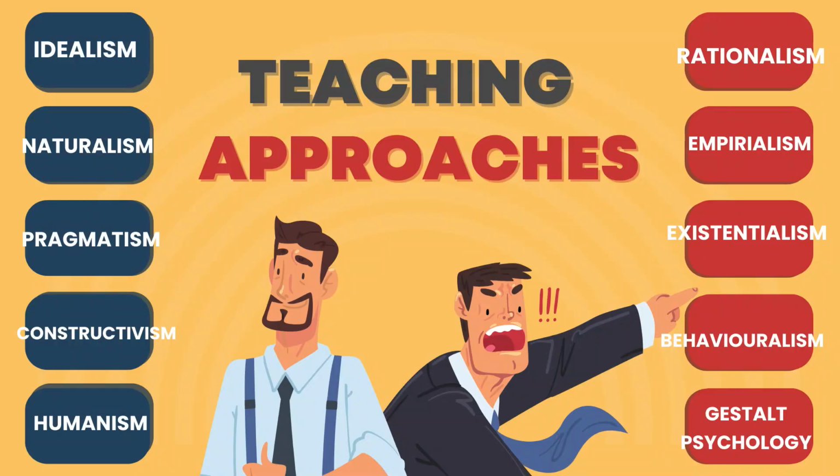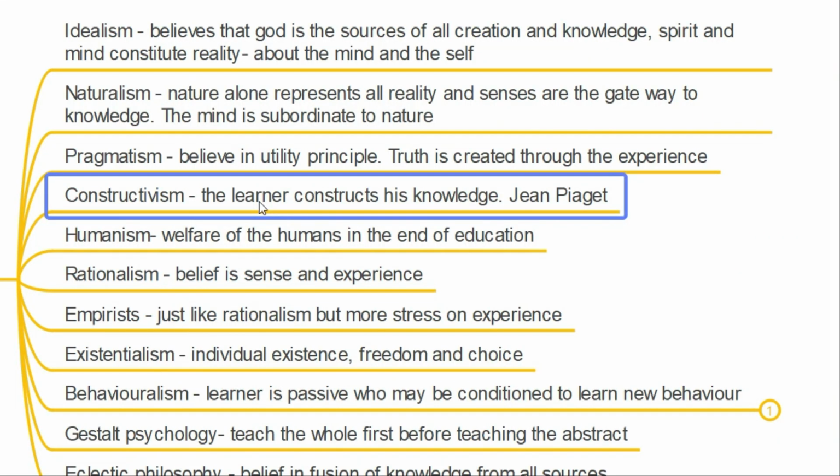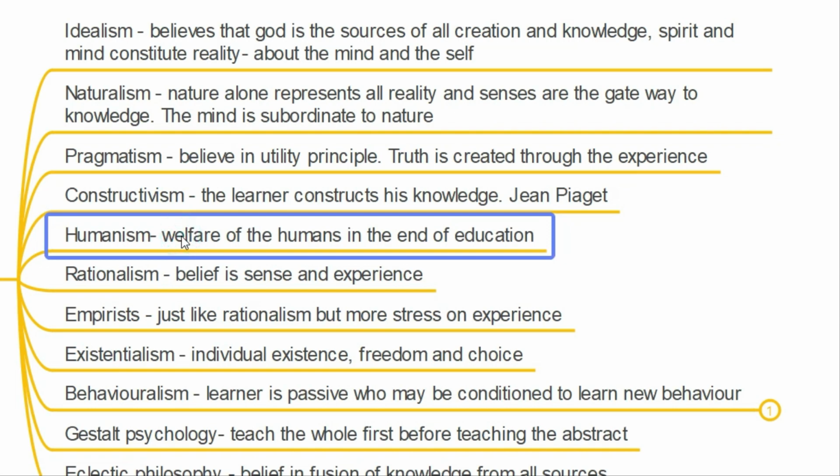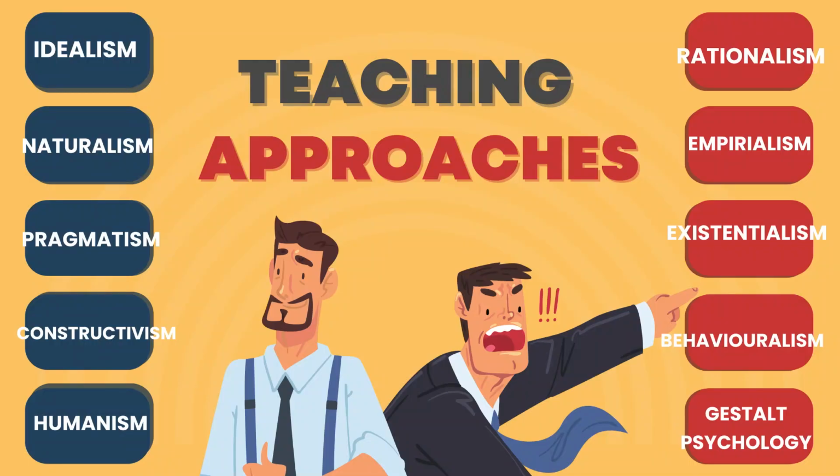Third one is pragmatism. Pragmatism believes the purpose of education is utility. That is why some people go to technical schools and all, because they want to learn a skill so that they can easily get into a job. And fourth one is constructivism, which is very important, which was developed by Jean Piaget. He said that we construct our knowledge. Everybody constructs their knowledge according to their own mind. It is not something that is standardized. It is individual experience.